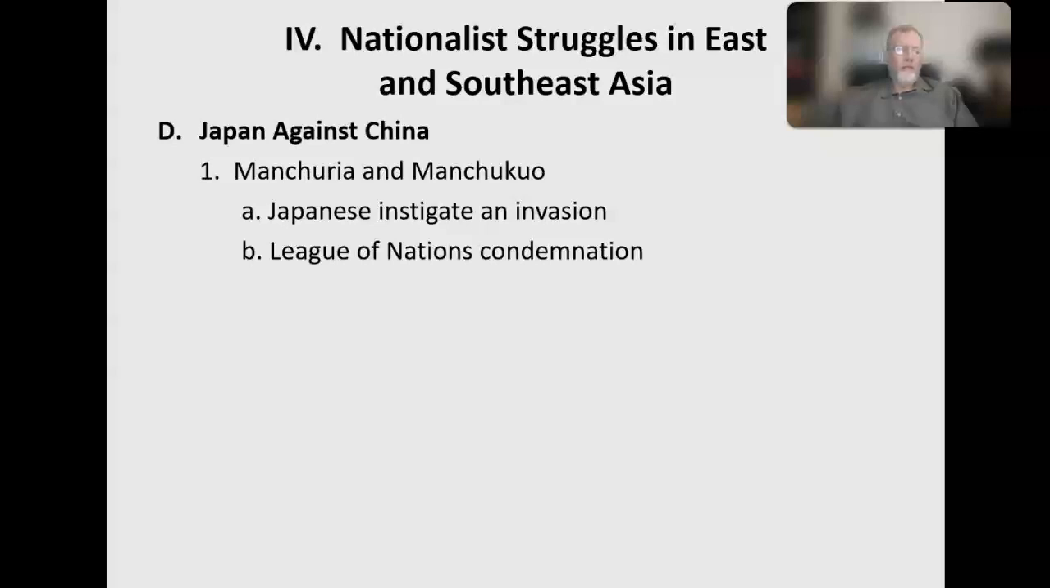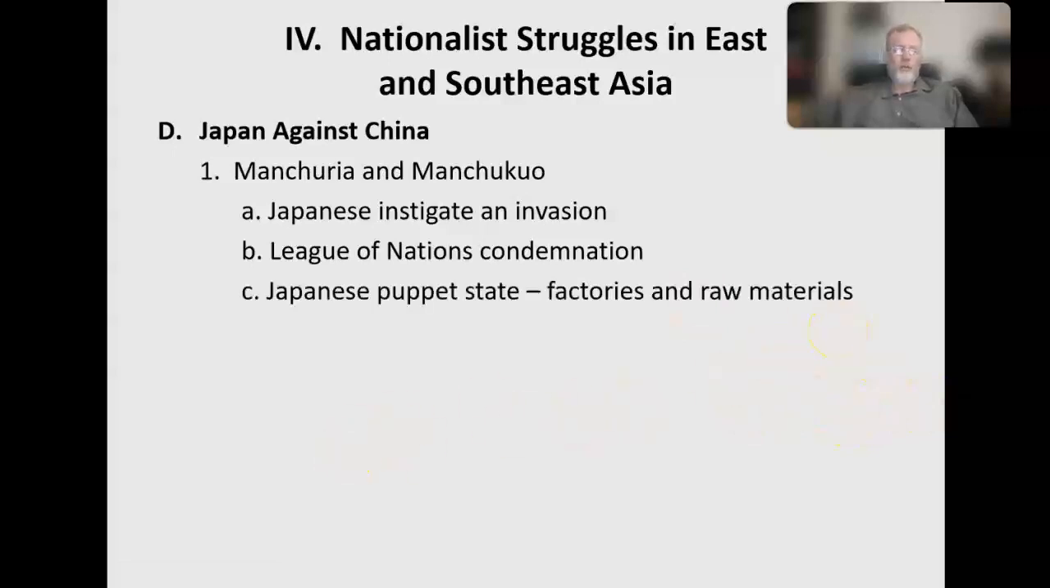And nothing else happens. Manchukuo in northeast China becomes a Japanese puppet state, basically controlled by Japan. Even though it is technically Chinese, it's controlled by Japan. It builds heavy industrial factories, military production, exports raw materials to Japan, stealing every single thing they can from China that they're able to do for years. This happens in the early 30s, 4 years.